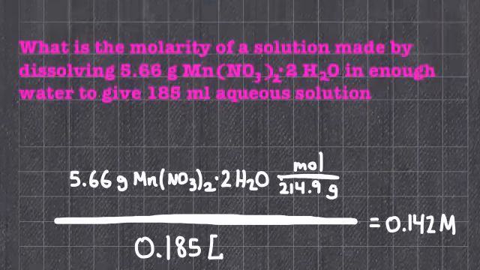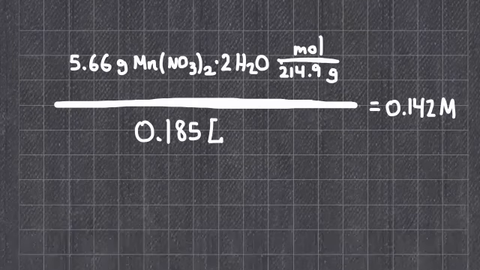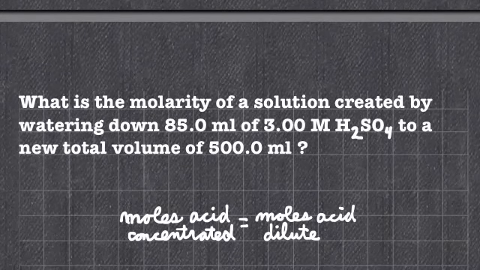Another common thing to do with concentrations is to dilute a solution. In diluting a solution, we water it down. We add water to what we already have, therefore making things less concentrated. Here's a question.